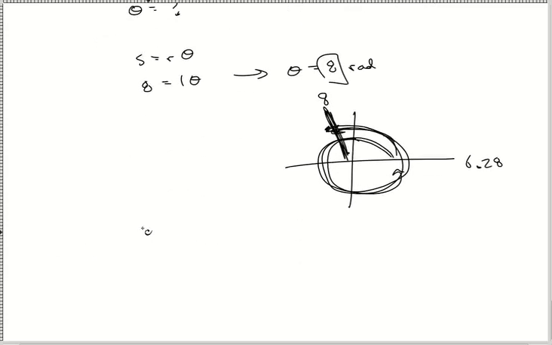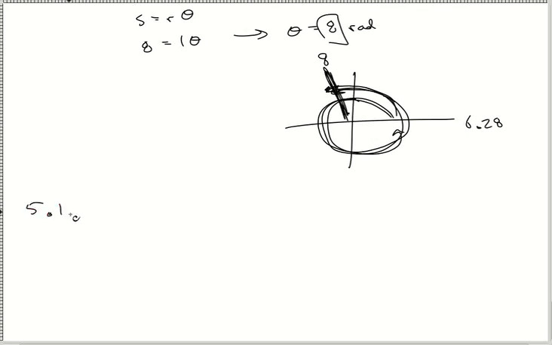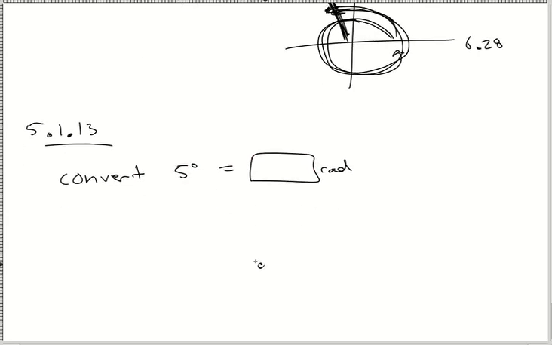8 is your answer. Put in an 8. Move on. 5, 1, 13. So it says now convert 5 degrees into radians. This is actually very simple, of course. 5 degrees times, what do? I'm going to do pi over 180. The reason why is because the degree symbols are going to cancel. So basically I got 5 over 180, and then I put a pi in the front.